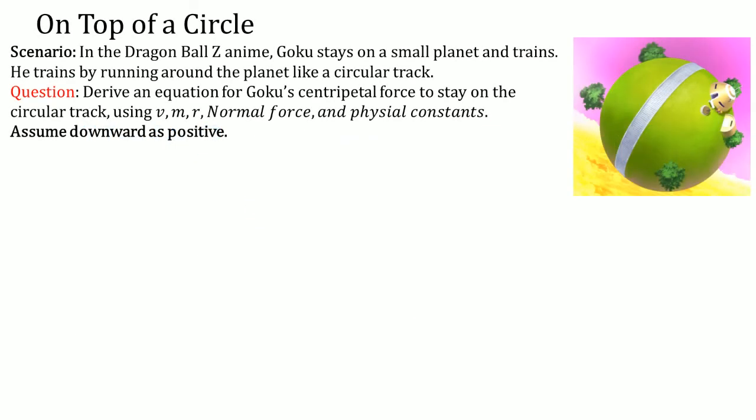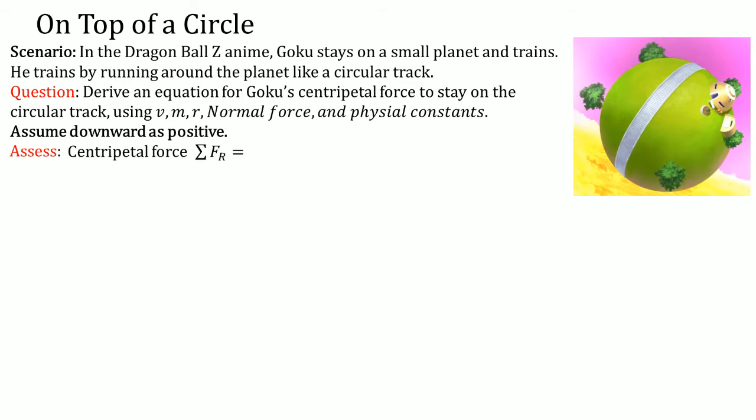Here's the scenario. In the Dragon Ball Z anime, Goku stays on a small planet and trains. He trains by running around the planet like a circular track. The question: derive an equation for Goku's centripetal force to stay on the circular track using V for velocity, M for mass, R for radius, and the normal force, and any other physical constants. Assume the downward position as positive.